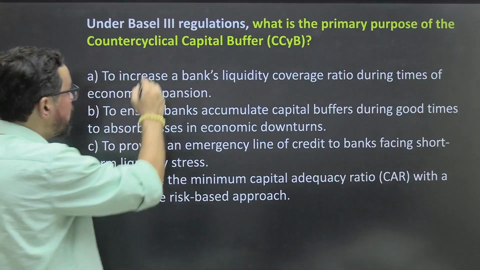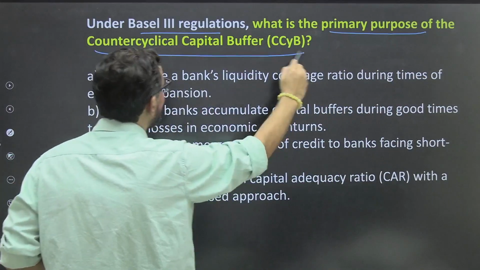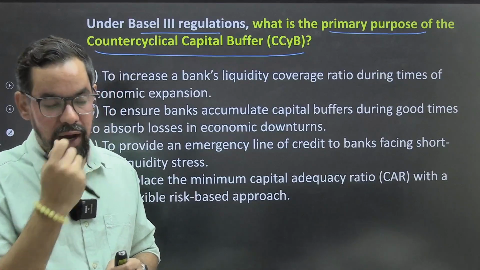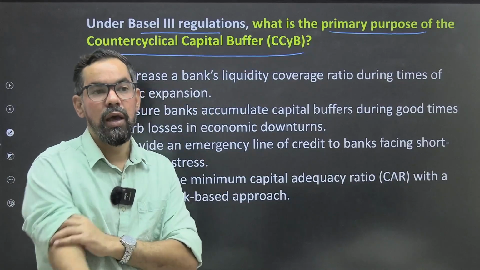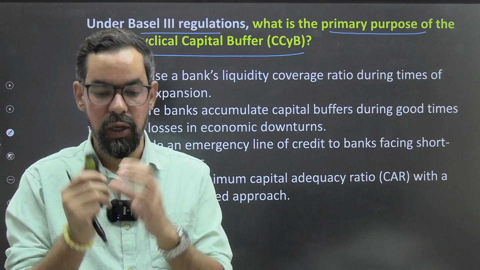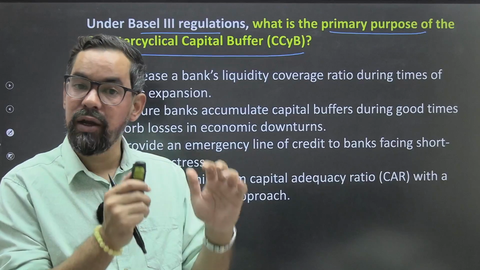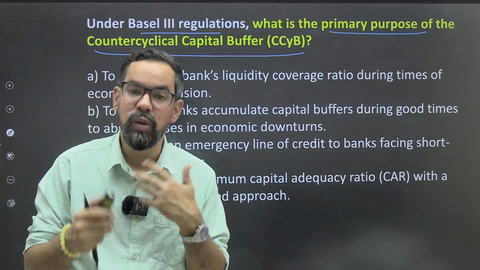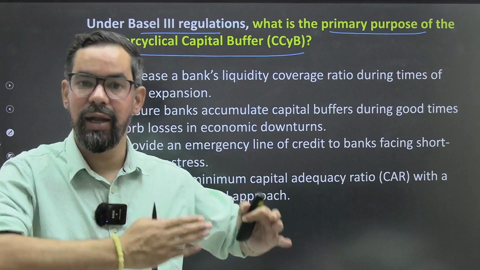Next one. Under Basel III regulations, what is the primary purpose of countercyclical capital buffers? Okay. So while we went through these Basel III requirements or guidelines, the CCB, or countercyclical buffer, is something like this. During that 2007-8 financial crisis, some banks, especially from Nordic nations, did not get affected by that overall worldwide recession. The reason being, in good times they generally keep an additional buffer and they use that amount in their bad times.